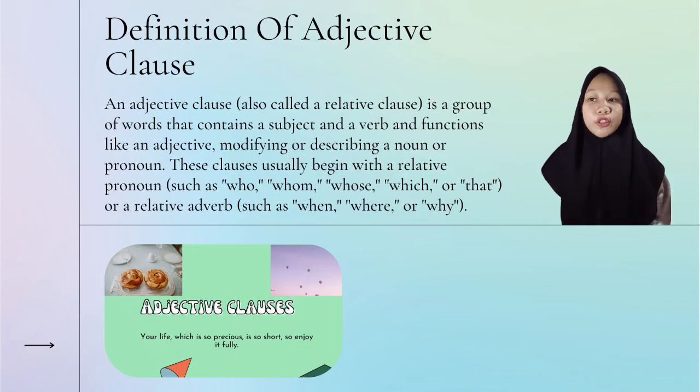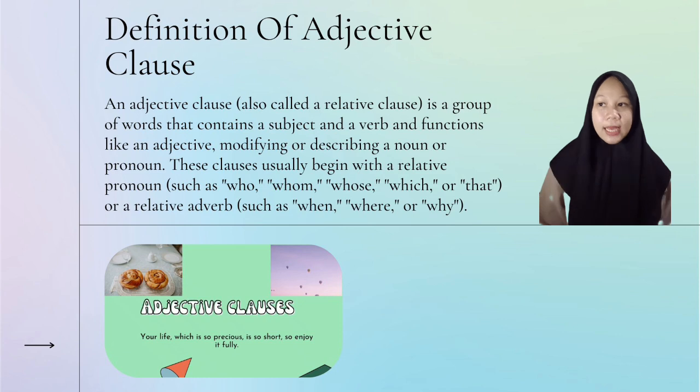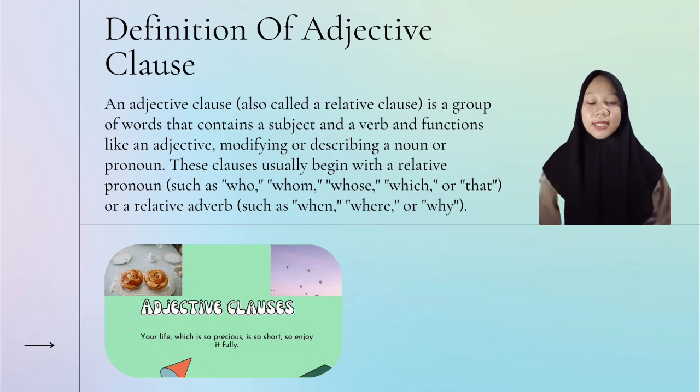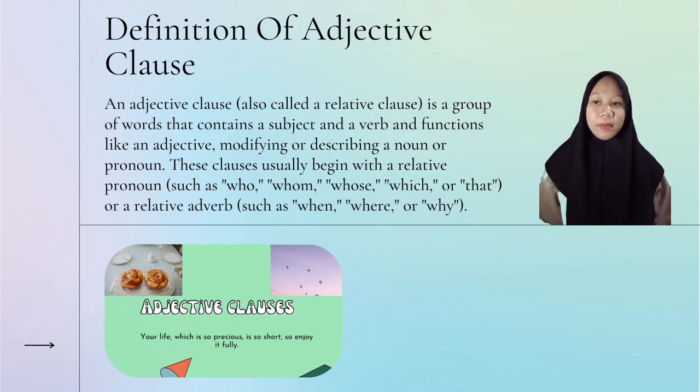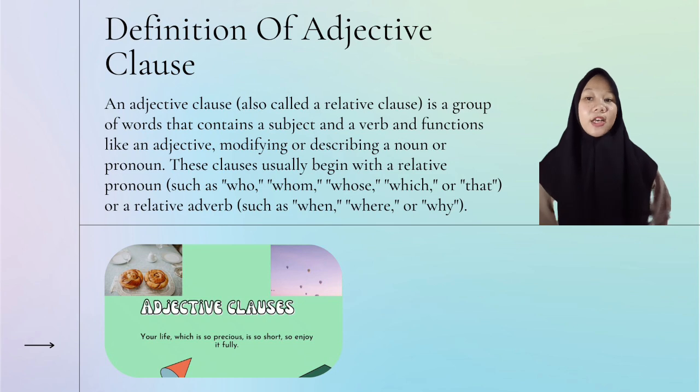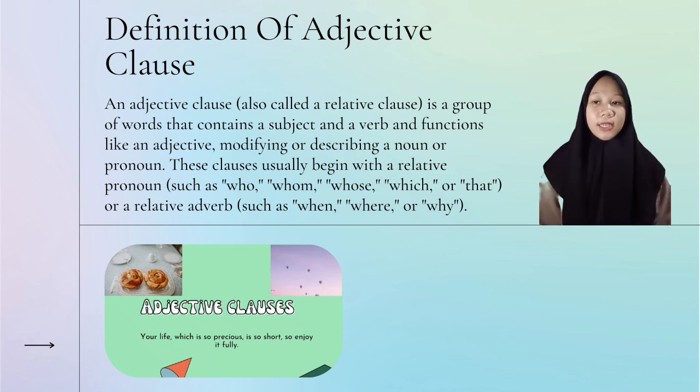Okay, now we move to adjective clauses. The definition of an adjective clause is a group of words that contains a subject and verb and functions like an adjective, modifying or describing a noun or pronoun. These clauses usually begin with a relative pronoun such as who, whom, whose, which, or that, or a relative adverb such as when, where, or why.